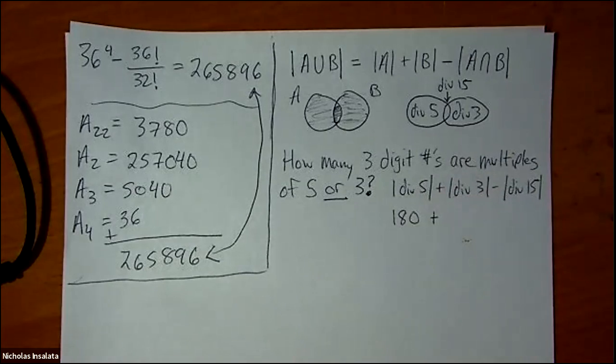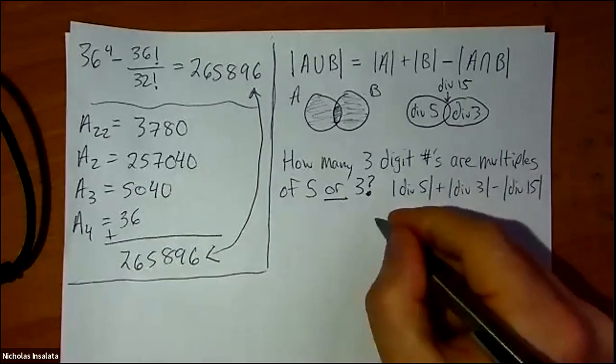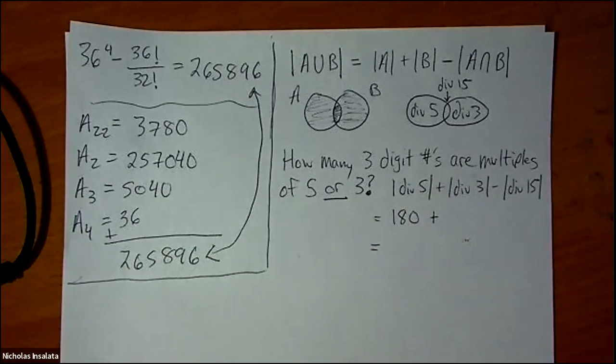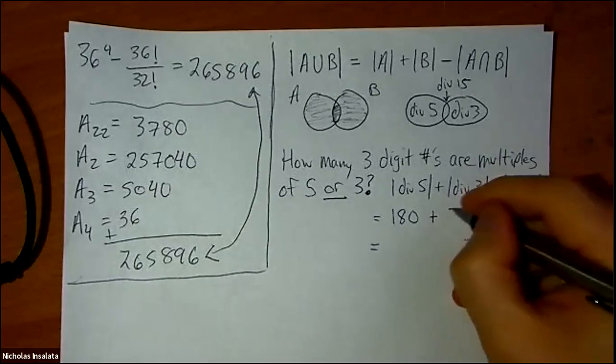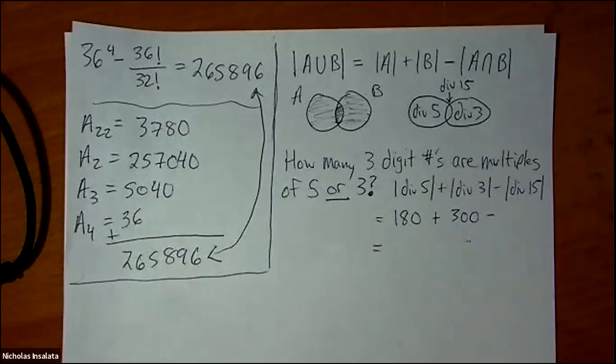How many 3-digit numbers will be divisible by 3? 300. Okay, same logic, right? 999 minus 100 plus 1 divided by 3. 900 divided by 3 is 300, okay? And how many divisible by 15? I guess that would be 900 divided by 15. So how much is that? 60, okay?